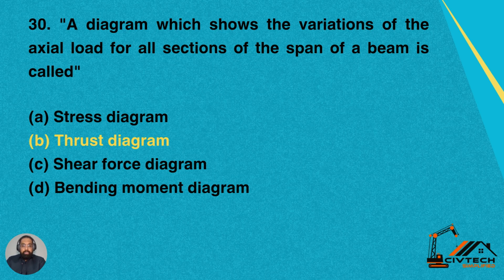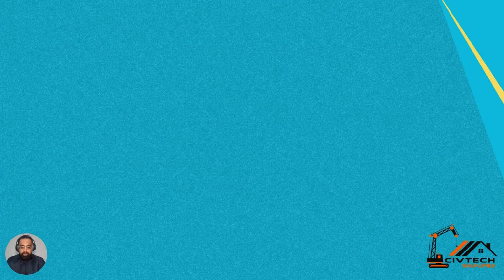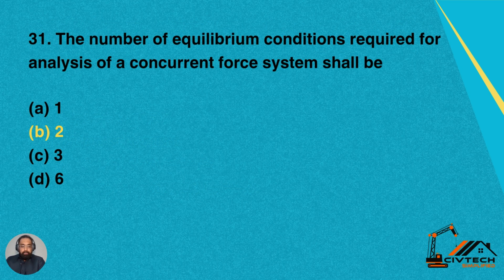Question 30. A diagram which shows the variations of axial load for all sections of the span of a beam is called option A stress diagram, option B thrust diagram, option C shear force diagram, option D bending moment diagram. So a diagram which shows the variation of axial load for all sections of the span of a beam is called thrust diagram. B is the correct option for this question.